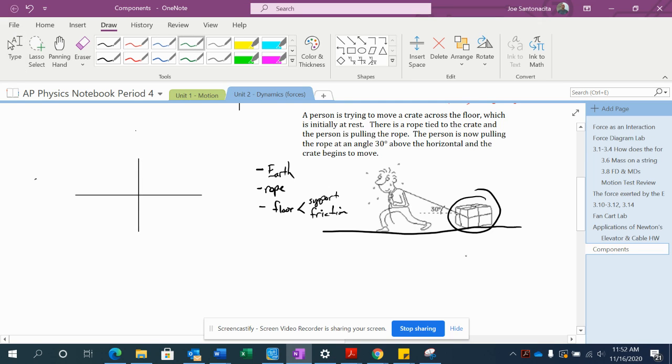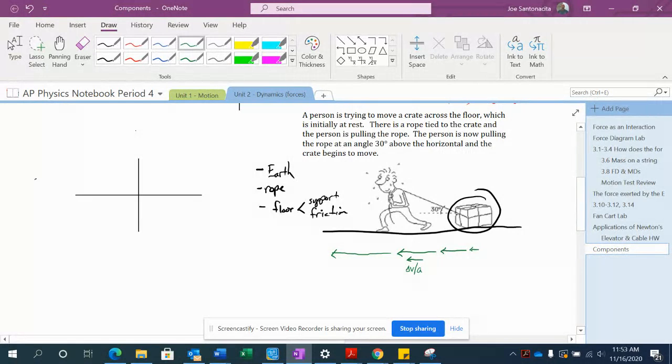Okay, so we have this person here who is pulling a crate from rest, and that's getting dragged across the floor with friction. So if it initially starts at rest and then begins to move, we know that it's going to accelerate across the floor. Our change in velocity or the direction of our acceleration will be to the left.